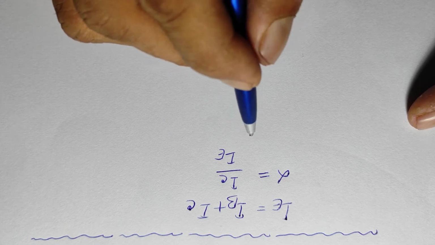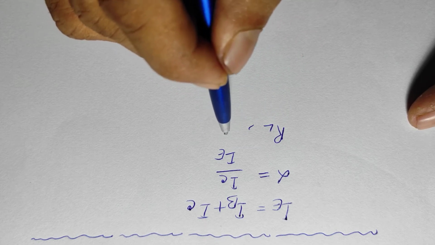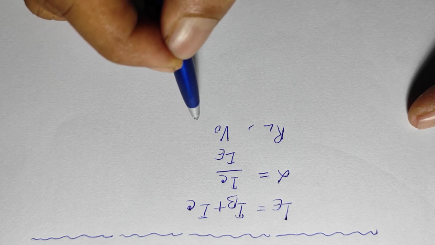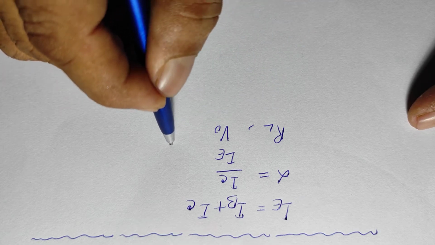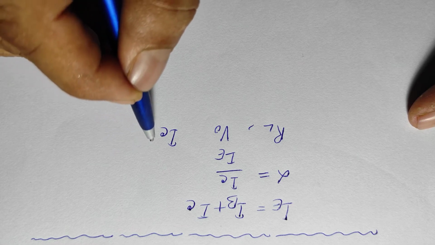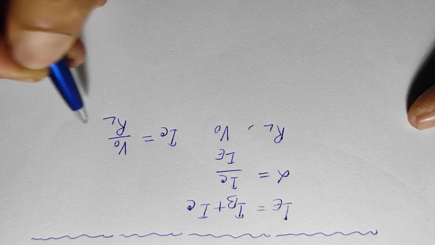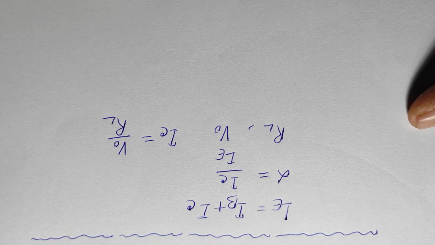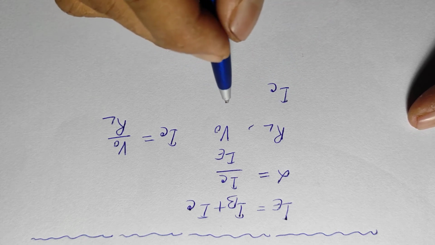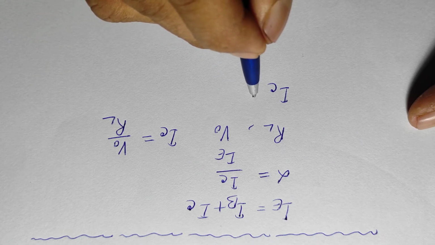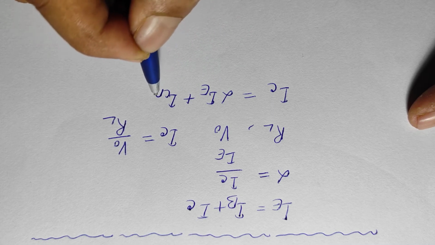And if RL is the load resistance and VO is the voltage drop across the load, then IC across the collector load will be equal to V0 by RL. Clear? And another important formula: in a common base, IC is equal to alpha into IE plus ICBO.